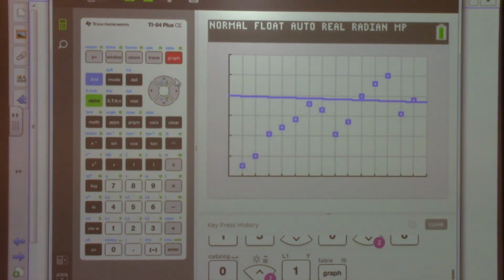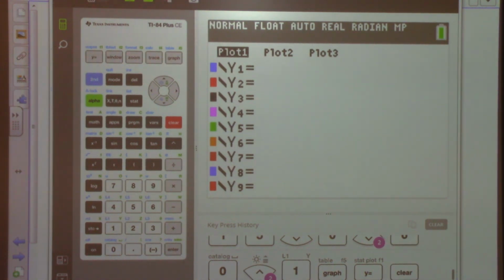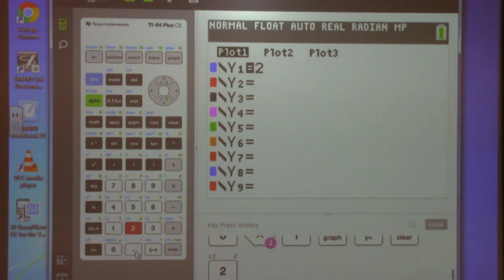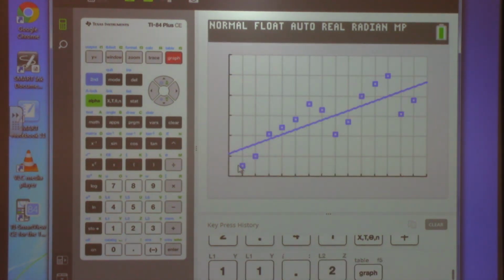So now we have a window, but that's the wrong equation, right? So let's get the right equation, which is the one I have written down right here, 2.41x plus 11.2. And so we graph this. Does that look like a pretty good line of fit? Yeah, that's pretty good. I mean, right in the middle, kind of. And not the tightest correlation, but we're just trying to predict.